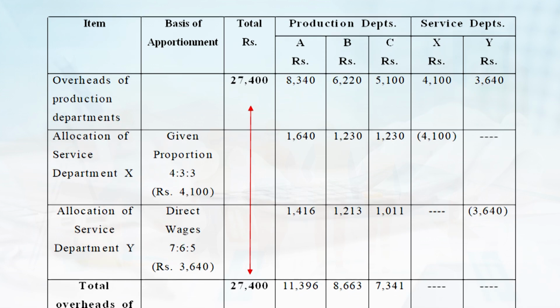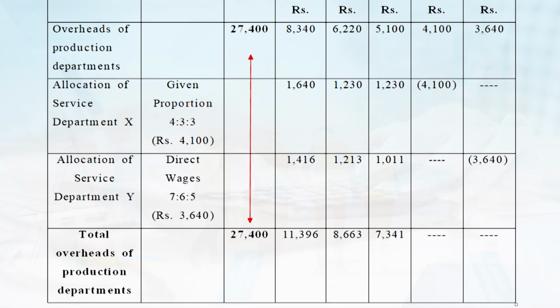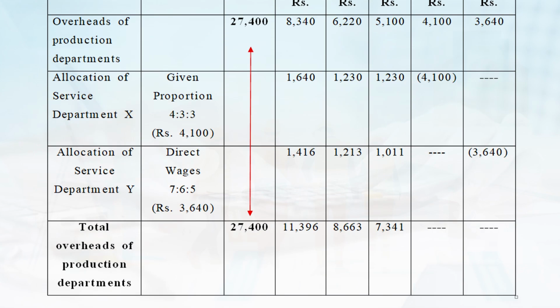Therefore, the total overhead allocated is rupees 27,400, which are allocated to production department A as 11,396, for production department B 8,663, and production department C it is 7,341. Therefore, total overheads of production department which are given in the example 27,400, that is distributed from the service department to production department.